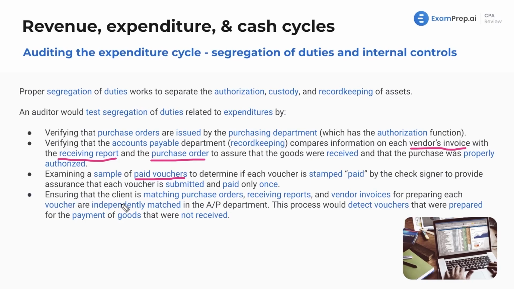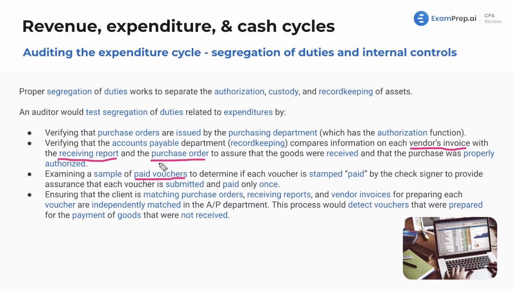Lastly, here we can ensure that the client is matching purchase orders, receiving reports, and vendor invoices, as we saw up here, for preparing each voucher, independently matched in the AP department. This process would detect vouchers that were prepared for the payment of goods that were not received. So essentially, this is saying the same thing. It's the same process as bullet point 2.